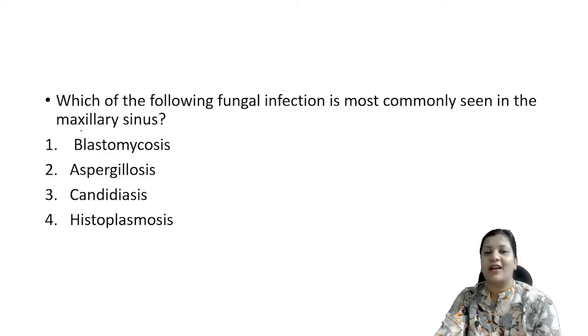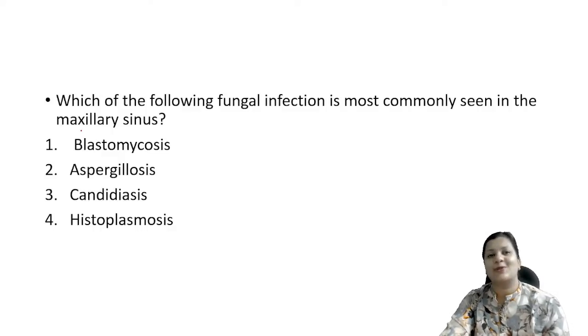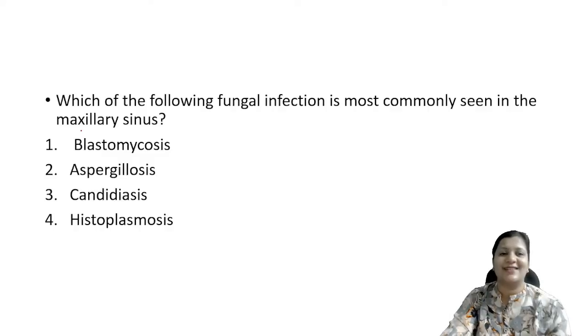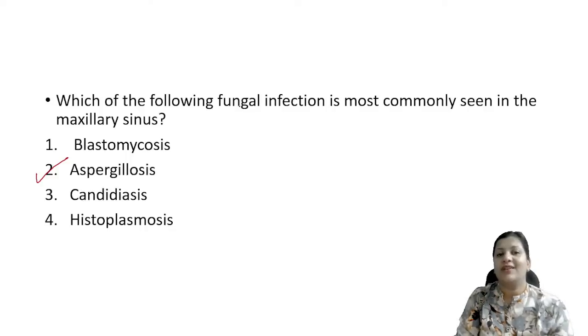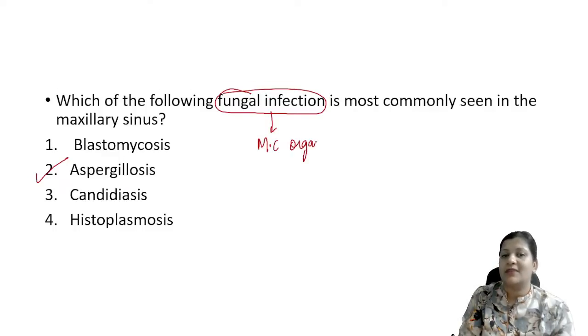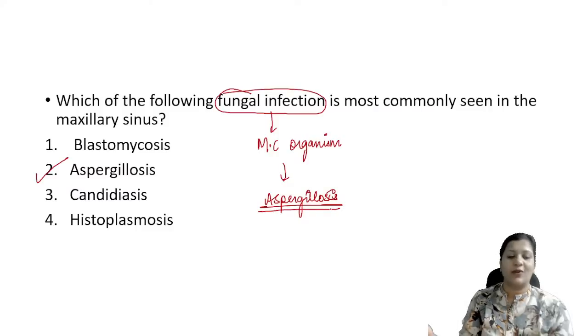Which of the following fungal infections is most commonly seen in the maxillary sinus? So tell me, which organism is most commonly responsible for fungal infections in the paranasal sinuses? Is it blastomycosis, aspergillosis, candidiasis, or histoplasmosis? Yes, everyone, very good. The answer is aspergillosis. When we come to fungal infections of the paranasal sinuses, the most common organism responsible for causing this fungal infection is aspergillosis.